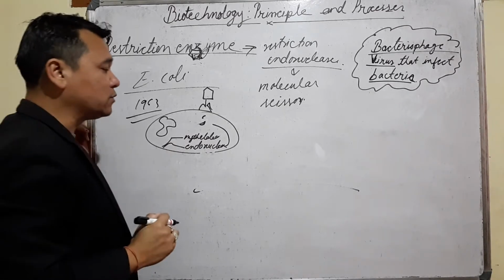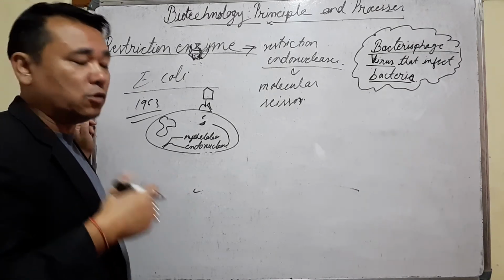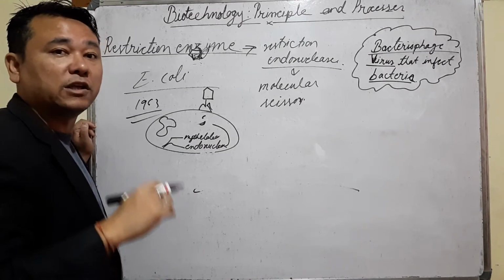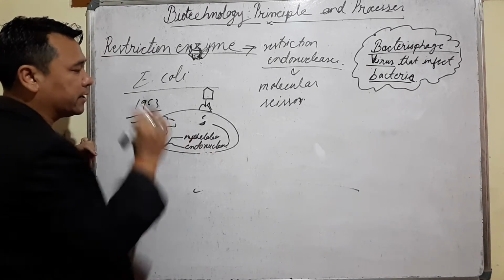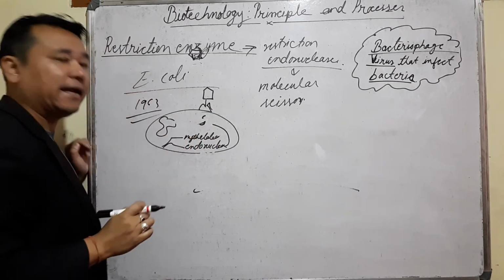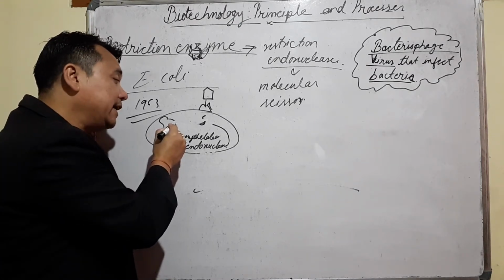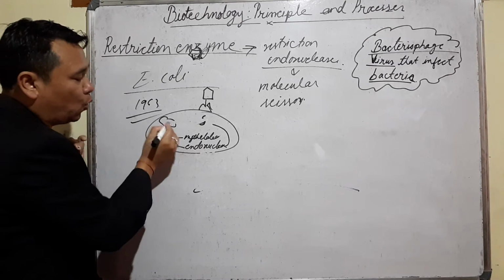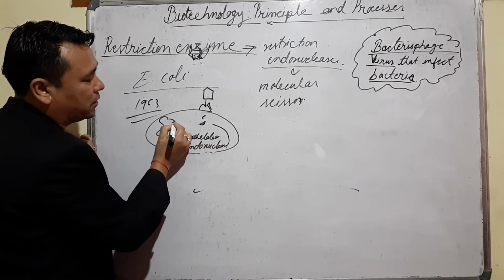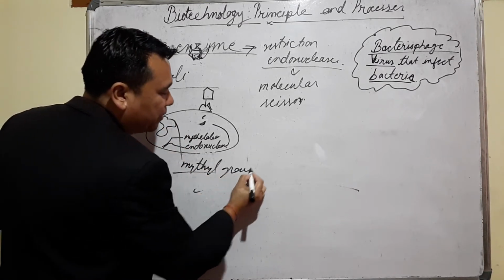But another thing happens: this endonuclease will not be able to recognize self and non-self, that means foreign DNA and its own DNA. That's why it will also cut the sequence in its own DNA, at the same sequence where it cut before. That means it has cut its own DNA. So now this DNA should be protected. So to protect its own DNA, this methylase enzyme will add the methyl group.